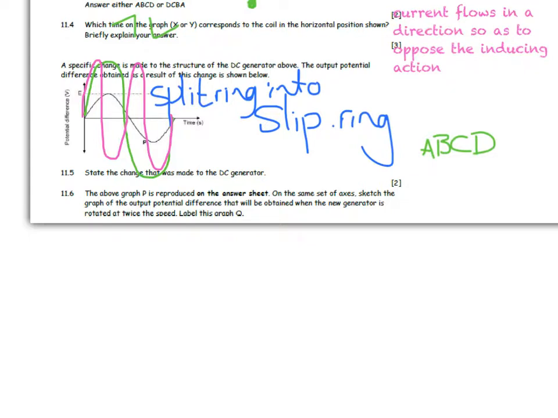This obviously isn't the neatest diagram. That should be a straight line. That should be a straight line. So you more or less want to increase the peak, possibly double it, and you definitely want to get double the number of waves in the same space of time, because you are spinning it and therefore cutting the magnetic field lines twice as often and changing direction twice as often.